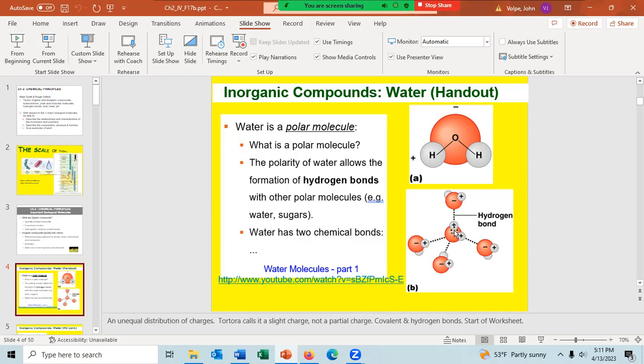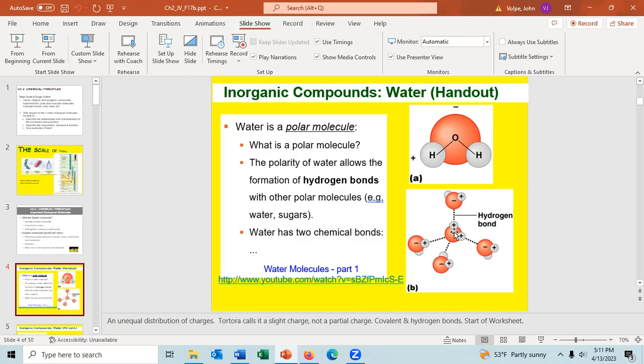And that hydrogen bond is what gives water its liquid properties, meaning the hydrogen bonds break and reform all the time, which is why liquid water can take the shape of any container you put it in, because liquid water will break its bonds and it will change its shape to fit the container it's in. And that's what makes water a liquid.